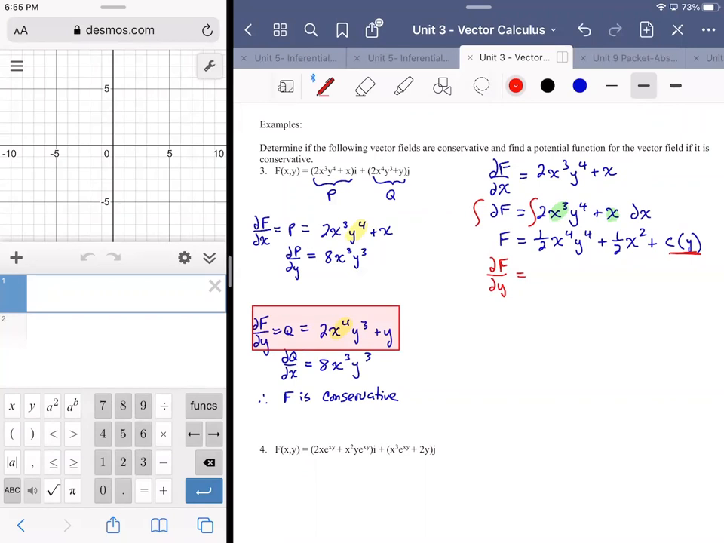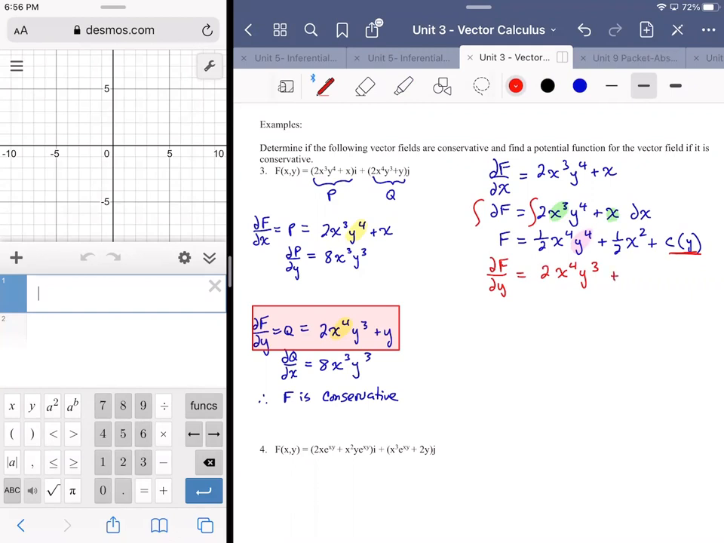All right, but this process only works out if it's conservative, because, and you'll see in the next step, you get some nice cancellations that would never happen unless it's a conservative vector function. Right. So the derivative of this with respect to y now, the x parts are going to disappear. I'm looking at that y to the fourth becomes 4y to the third. 4 times the 1/2 is going to become 2x to the fourth y to the third. That 1/2 x squared is going to 0 because it's with respect to y.